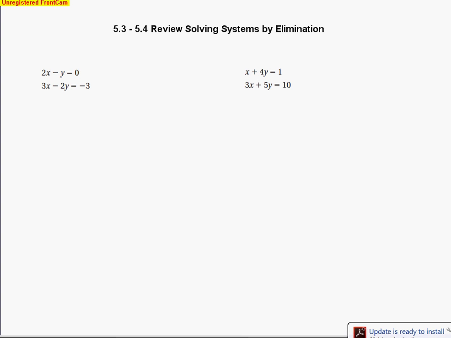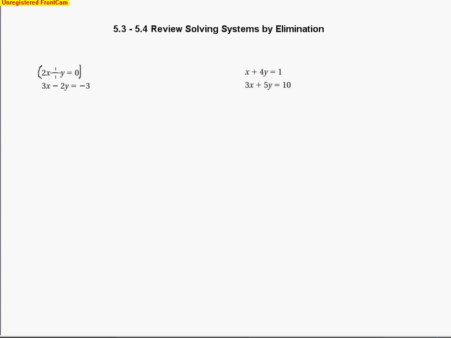This is the tutorial for Chapter 5, Section 3, and Chapter 5, Section 4 review, solving systems by elimination. We'll also see some special systems, and that's what we saw in Chapter 5, Section 4. So on the first one, a good one for solving with elimination, because whenever x's, y's, equal signs, and constants are lined up, elimination makes a lot of sense.